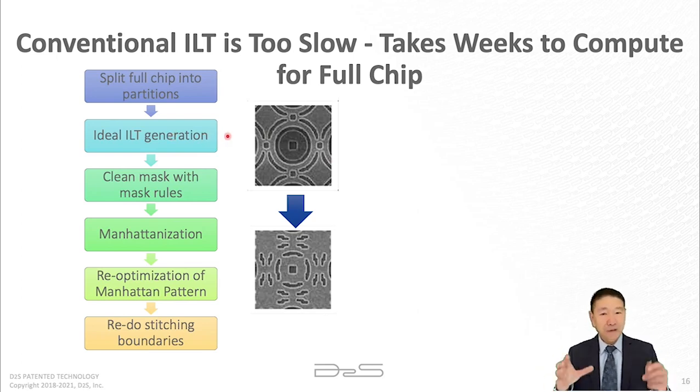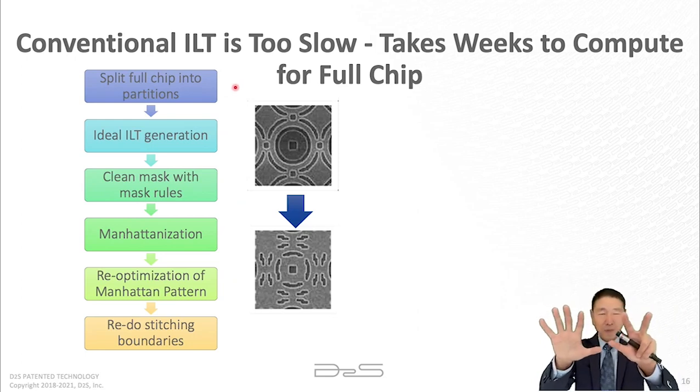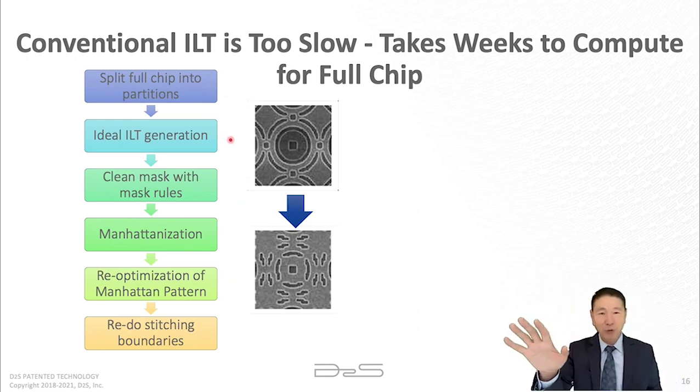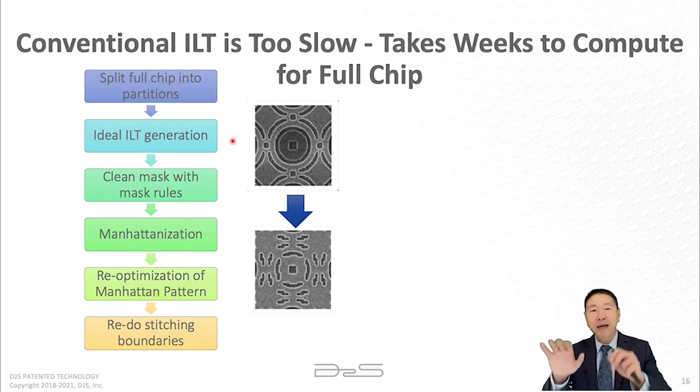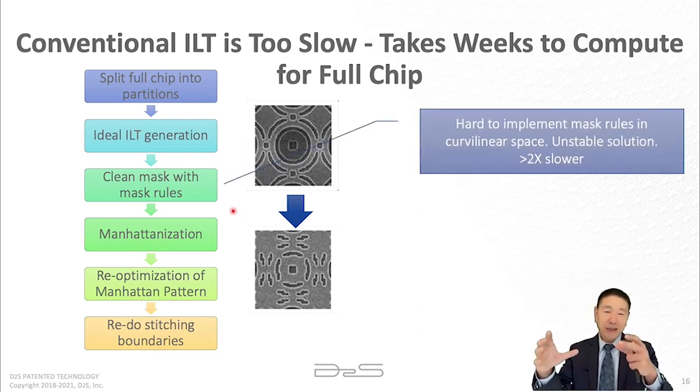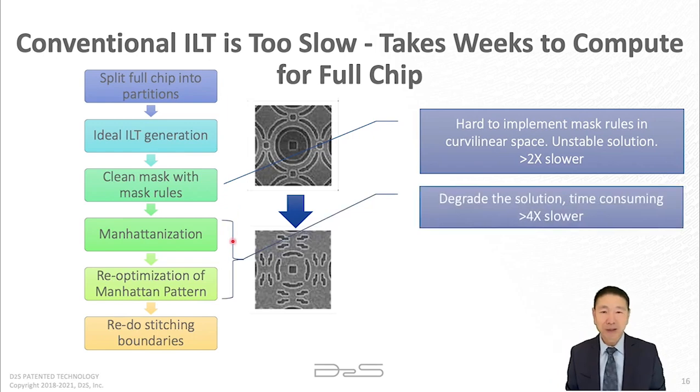In order to get a full chip ILT solution, especially for VSB mask writer, there are so many extra steps you have to run. First, you have to split the full chip into those small areas we call partition. Then you give each partition to a CPU core to calculate. And you first calculate the curvilinear solution, but then you have to do what we call Manhattanization, so that you can generate a pattern that VSB mask writer can write. And then, since the pattern is changed, you have to redo the optimization.